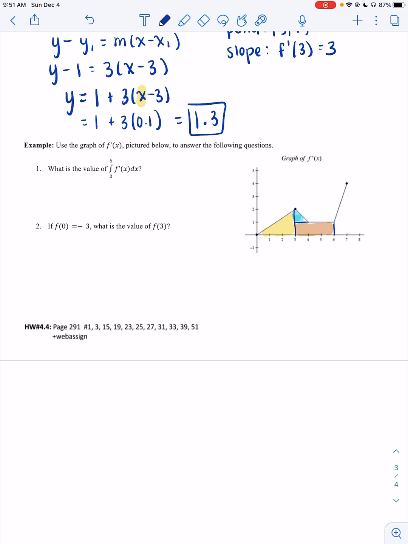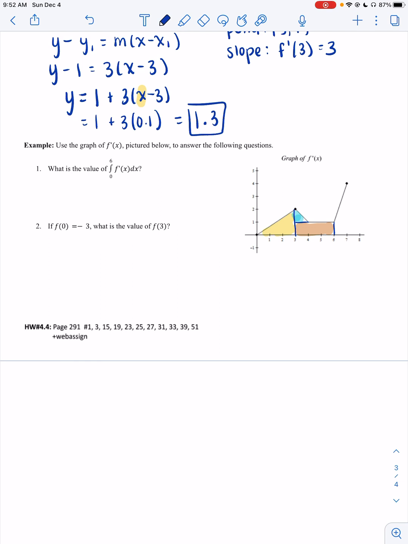And then for number 2, f of 0 equals -3. What is the value of f of 3? So notice this one, we're being given the graph of f prime, and we are being asked questions about f. So this is a classic fundamental theorem of calculus type of question. And the more you see it, the better you're going to get. But at first, it's kind of like, well, how the heck am I going to do this, right?